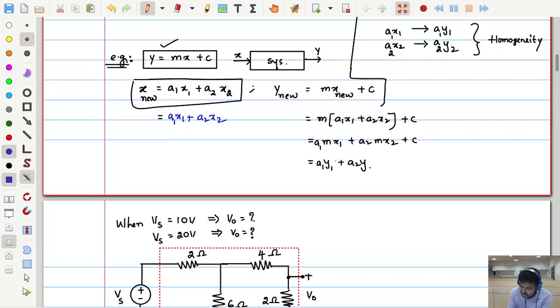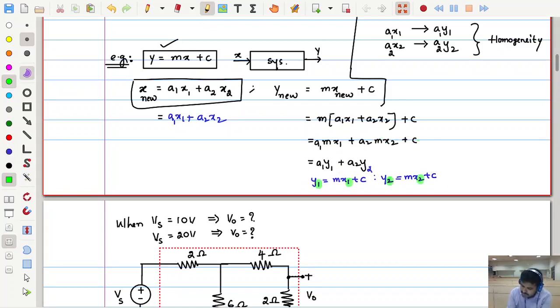Then if these are equal to this, what is y1 here? One should think that y1 is m x1 plus c. What is y2? y2 should be m x2 plus c. So I am just trying to change these suffixes. Try to observe. If the input is 1, the output is 1. If it is 2, the output is also 2. In that way. Now cross verify.